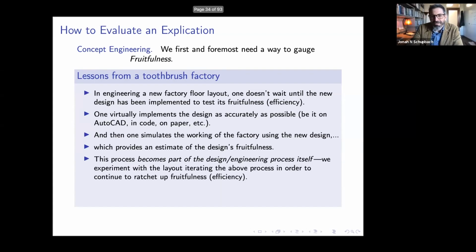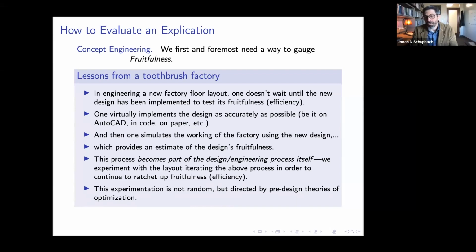Now, importantly, all of this becomes part of the engineering process itself, because you get this feedback loop. What ends up happening is you experiment with the layout using this virtual means, and then you see what the estimated fruitfulness of that layout would be. And then you let that inform ways you might alter that layout to continue to ratchet up the potential efficiency of floor layouts. And you keep ratcheting this up, you keep trying out new potential designs until you're satisfied that you've pretty well optimized efficiency, and then you can implement the design.